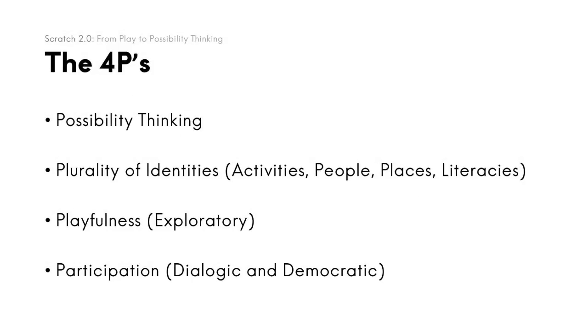This then brings us on to the 4Ps. Now, according to Craft 2011, the 4Ps are the key features of creative digital engagement, and they include possibility thinking and all of the features enveloped in that idea itself. It also involves the plurality of ideas, so the activities, the people, the places, the literacies, that multidisciplinary learning I spoke about previously.